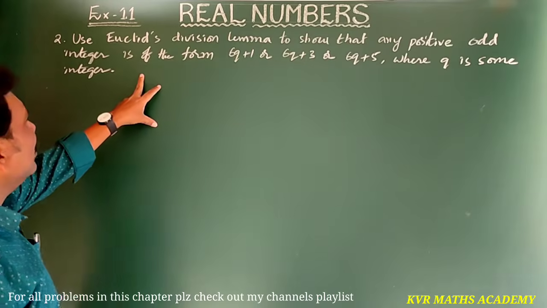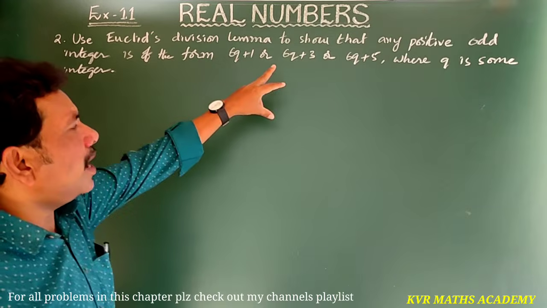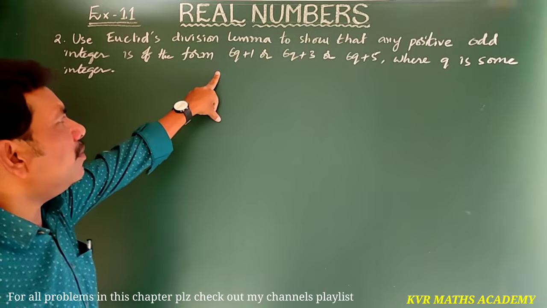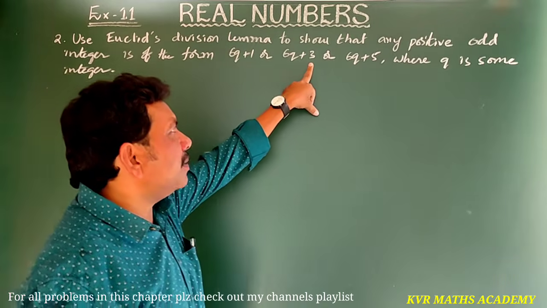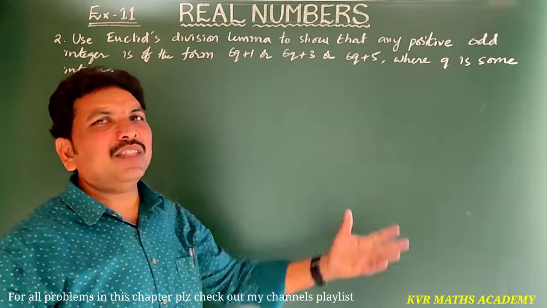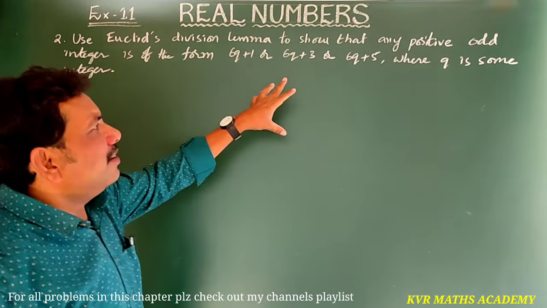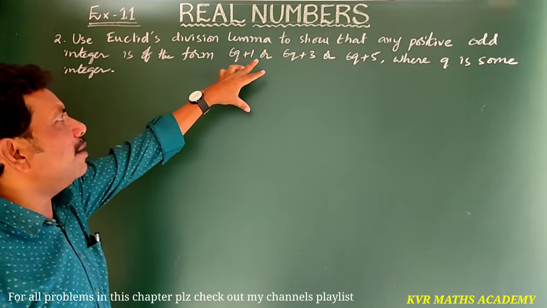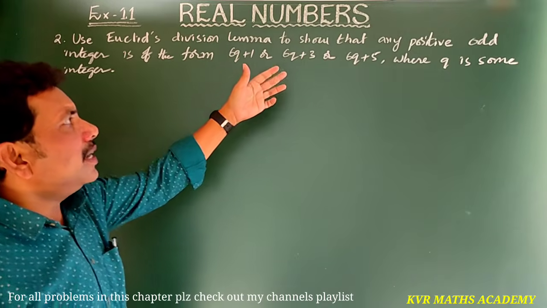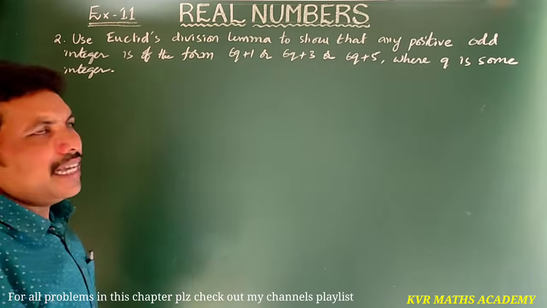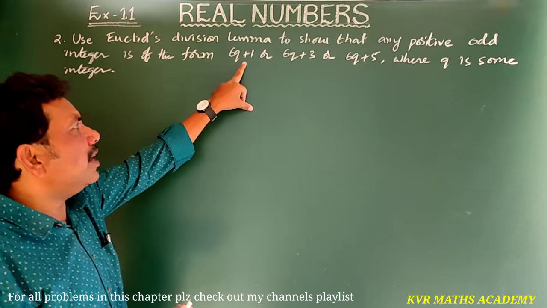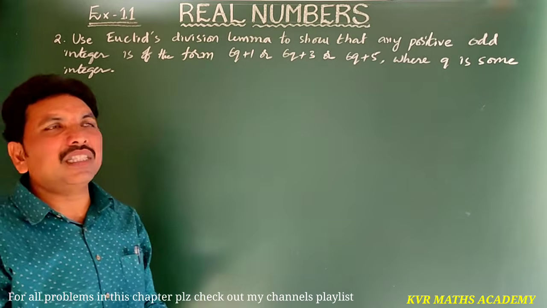Next, second question. Use Euclid's division lemma to show that any positive odd integer is of the form 6q plus 1 or 6q plus 3 or 6q plus 5, where q is some integer. See, use Euclid's division lemma to show that any positive odd integer is of the form 6q plus 1, 6q plus 3 or 6q plus 5.